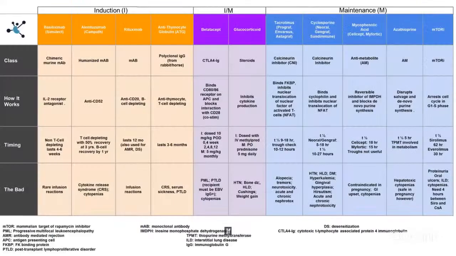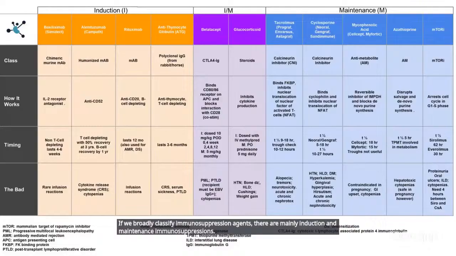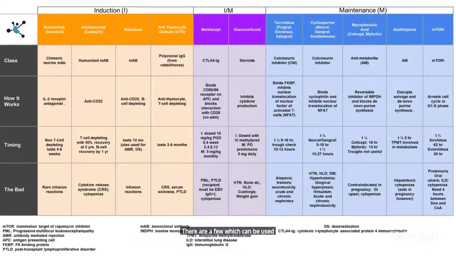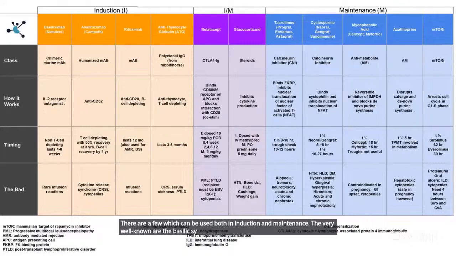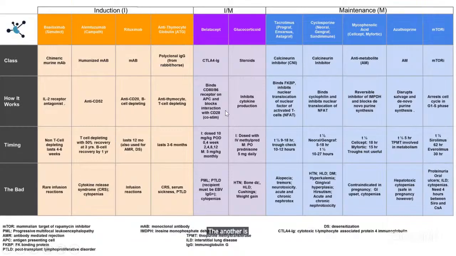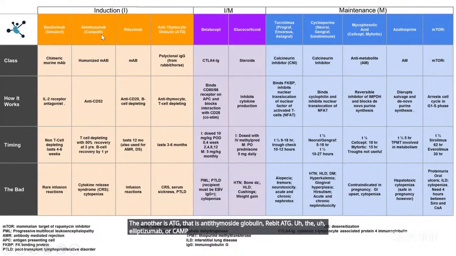If we broadly classify immunosuppression agents, there are mainly induction and maintenance immunosuppressions. There are a few which can be used both in induction and maintenance. The very well known are the basiliximab, that is IL-2 inhibitors. The cousins of basiliximab are not available at present. Another is ATG, that is antithymocyte globulin, Rabbit ATG. The alemtuzumab or Campath is not yet available in India.